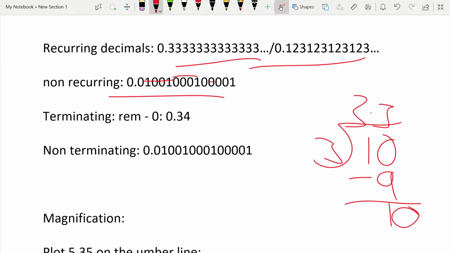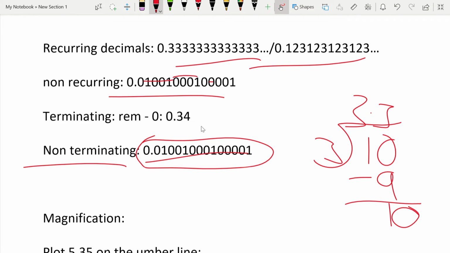Terminating example can be 0.34 or 0.5. Those are terminating decimals. Then we've got non-terminating. The example can be this. Okay? So for irrational decimals, any number which is non-terminating and non-recurring is an irrational number.